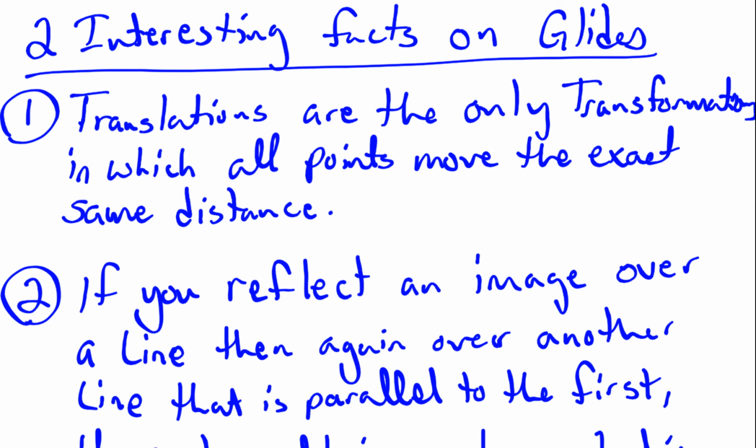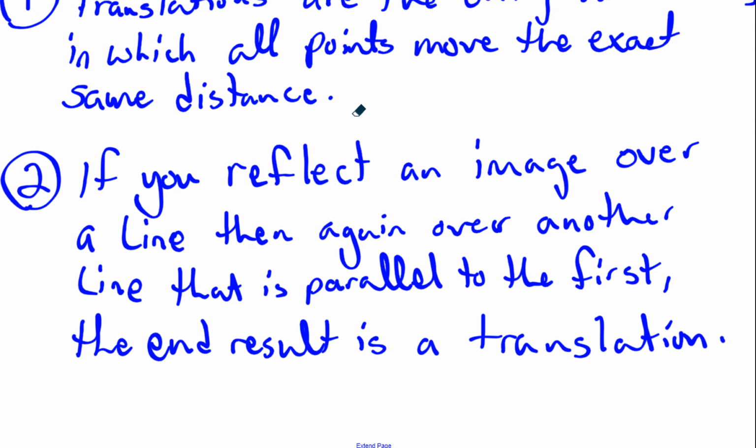There are two interesting facts about glides or translations. Translations are the only transformation in which all the points move the exact same distance. Every single point moves the same distance in translations. Whether you're just horizontal, just vertical, or diagonal, and to move diagonal is just a combination of horizontal and vertical moves. The second one is that if you reflect an image over a line and then take that image and reflect it again over another line that's parallel to the first line, the end result is a translation.